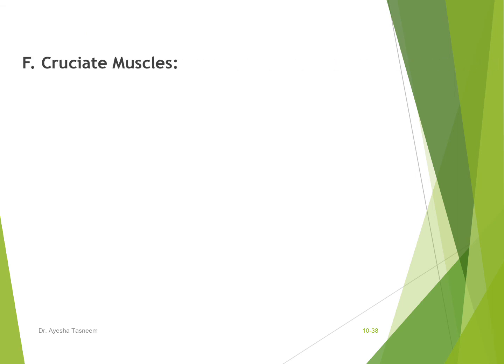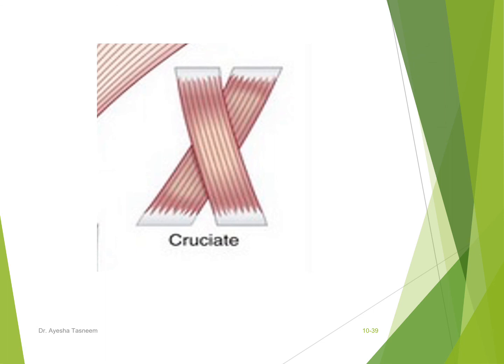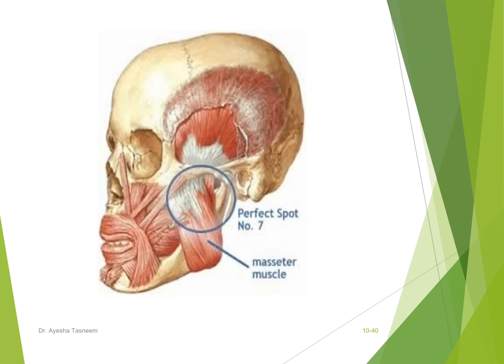Then we come to the cruciate muscles. We are doing the muscles in which the fibers are present obliquely to the line of pull. These are the cruciate muscles. They cross each other. The best example is a masseter muscle. This is the cross. Cruciate is basically a cross. This is the masseter muscle that is labeled here.